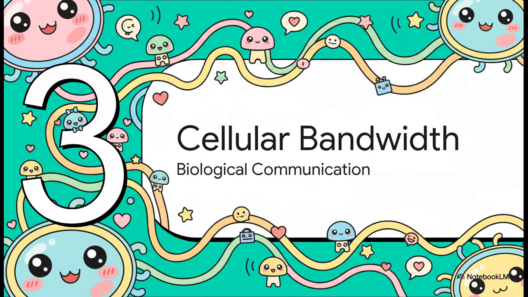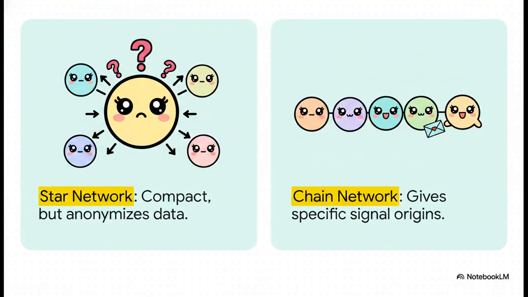Which brings us to Section 3, cellular bandwidth and signals. Let's make sense of this. Why on earth would a cell maximize connections but deliberately choose longer pathways? Well, it's all about avoiding anonymous data. See, if you use a highly compact, star-shaped network, every single signal routes quickly through a central hub. It's incredibly fast, sure, but the ultimate receiver has absolutely no idea which specific outer node originally sent the signal. The origin is completely anonymized by that hub.